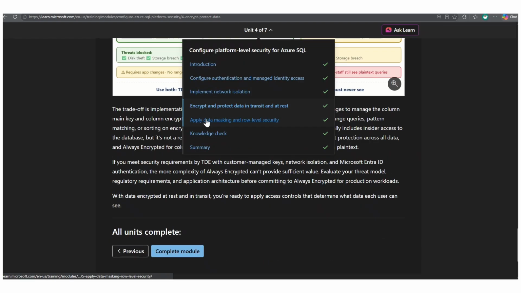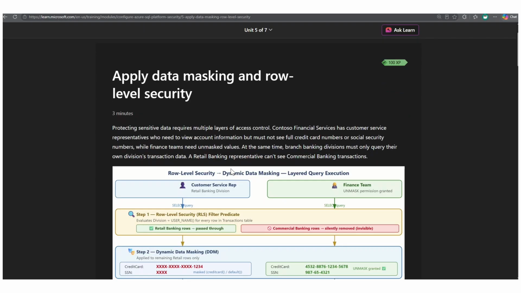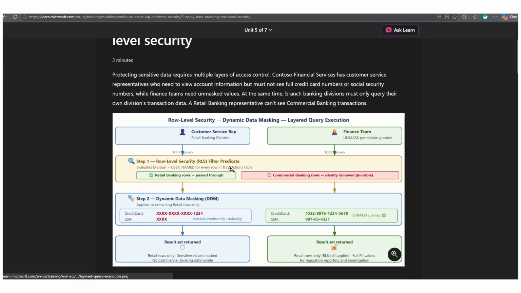The last unit on this module: apply data masking and row level security. Protecting sensitive data requires multiple layers of access control. Consortium Financial Services has customer service representatives who need to view account information but must not see the full credit card numbers or social security number.